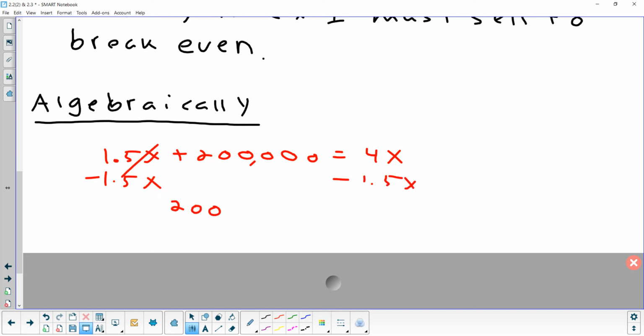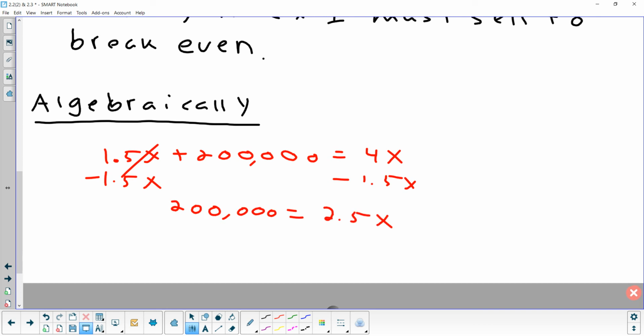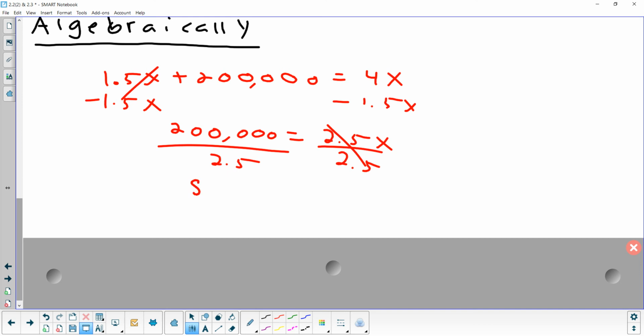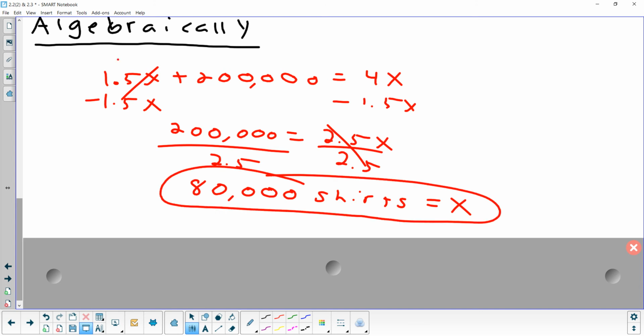So that gives me 200,000 equals 2.5x. And what's my last step? Francesca? Divide. Yep, by 2.5. And if you do that, it will come out to 80,000 shirts. And we're done. So honestly, I think that amount of work is faster than graphing. For this, because the equations weren't that complicated. More complicated equation, maybe not. But in that case, it comes out to 80,000.